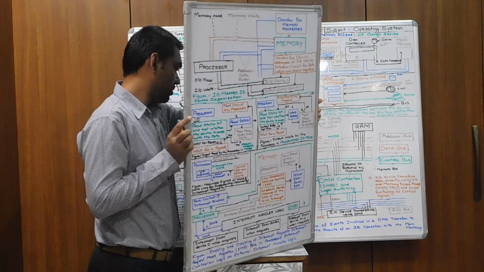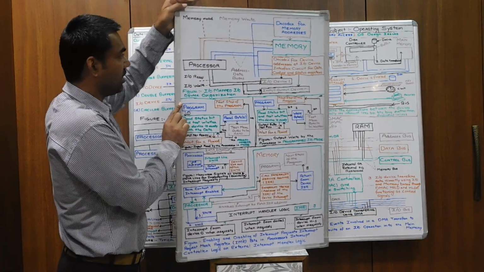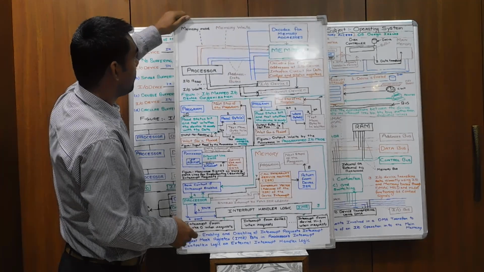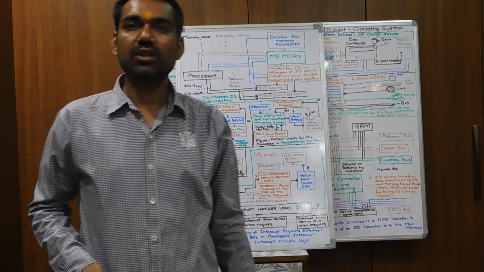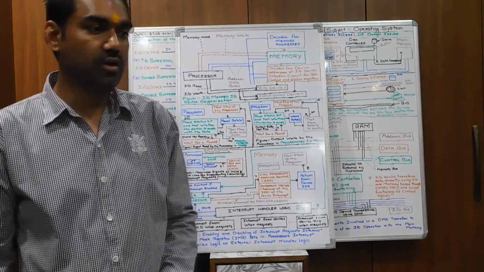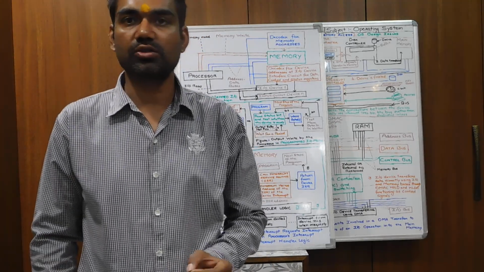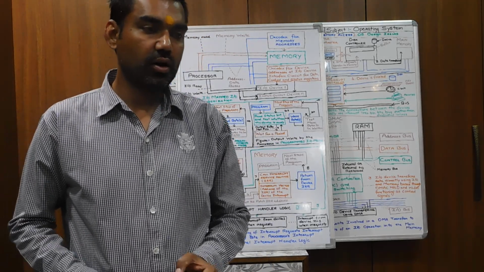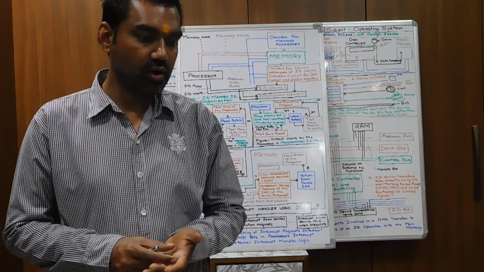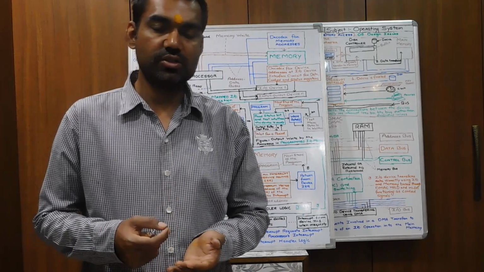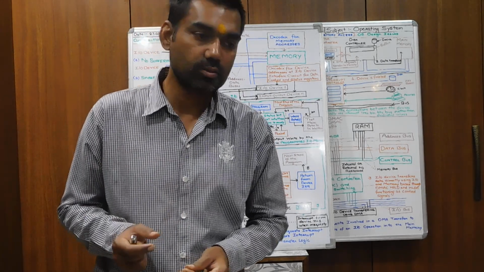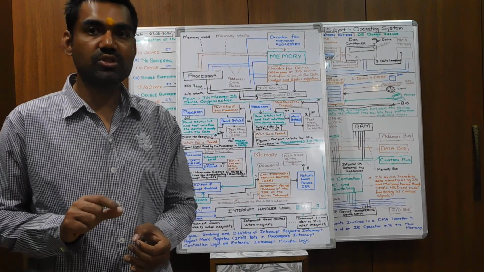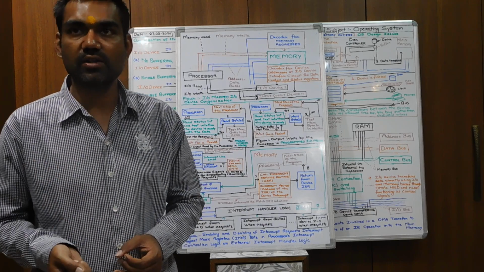Then we'll be seeing the second framework. With every IO device we are associating ports, and with every IO device control registers are there, and to the control registers we are associating ports, and these ports are associated with addresses.